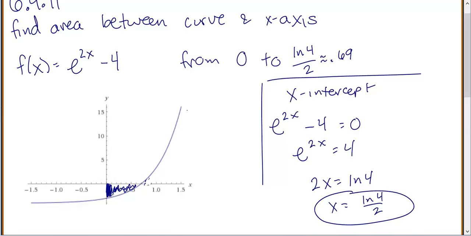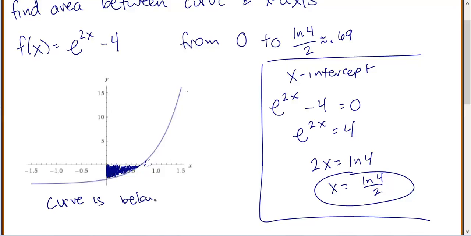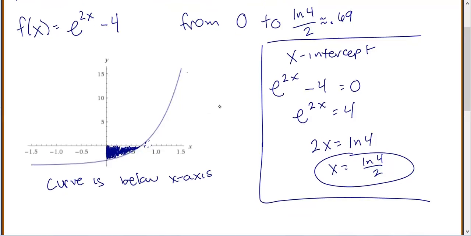So basically we want the area from 0, which is a very logical place to start for many real-world applications, to where my curve crosses the x-axis. But most importantly, I now know that my curve is below the x-axis for the area that I care about. And if you want to find an area when it's below the x-axis, you do the area equals the integral of negative f of x dx.